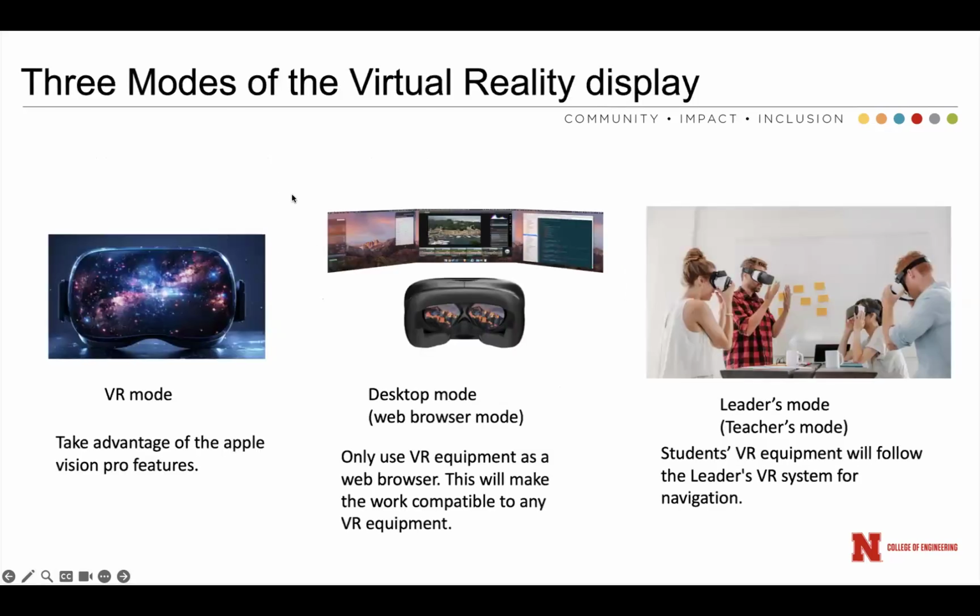There are 3 modes of this type of VR visualization. The first mode is called VR mode. In VR mode, we can take advantage of the features given by Apple Vision Pro. The second mode is called desktop mode, aka web browser mode. In this mode, we use VR equipment simply as web browsers. So potentially the desktop mode can be compatible with different types of VR equipment.